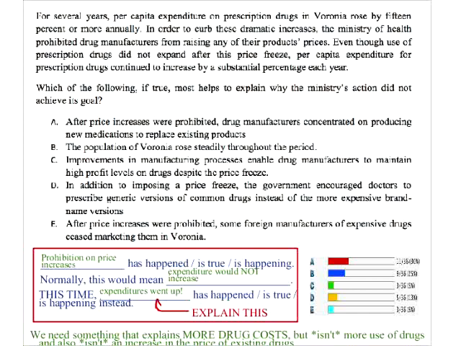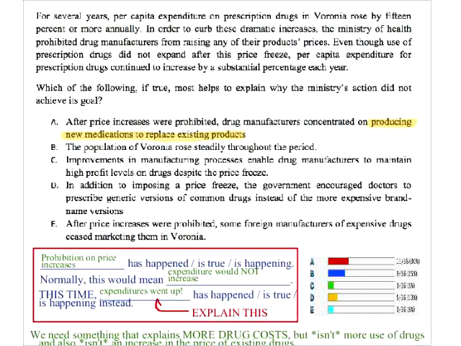So, anything that will explain that. You may not be able to predict it because there are lots of ways you could do this. For instance, if there were more taxes on these things, that would do it too. But that's not an answer choice. But if you look at choice A, drug manufacturers concentrated on producing new medications to replace existing products.